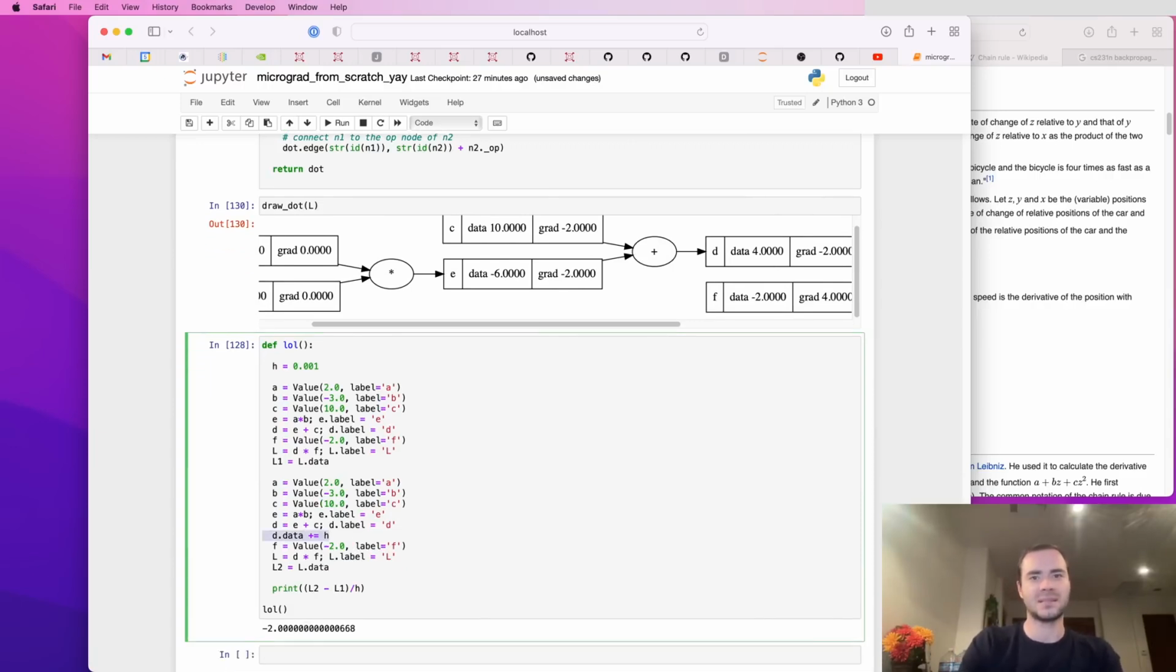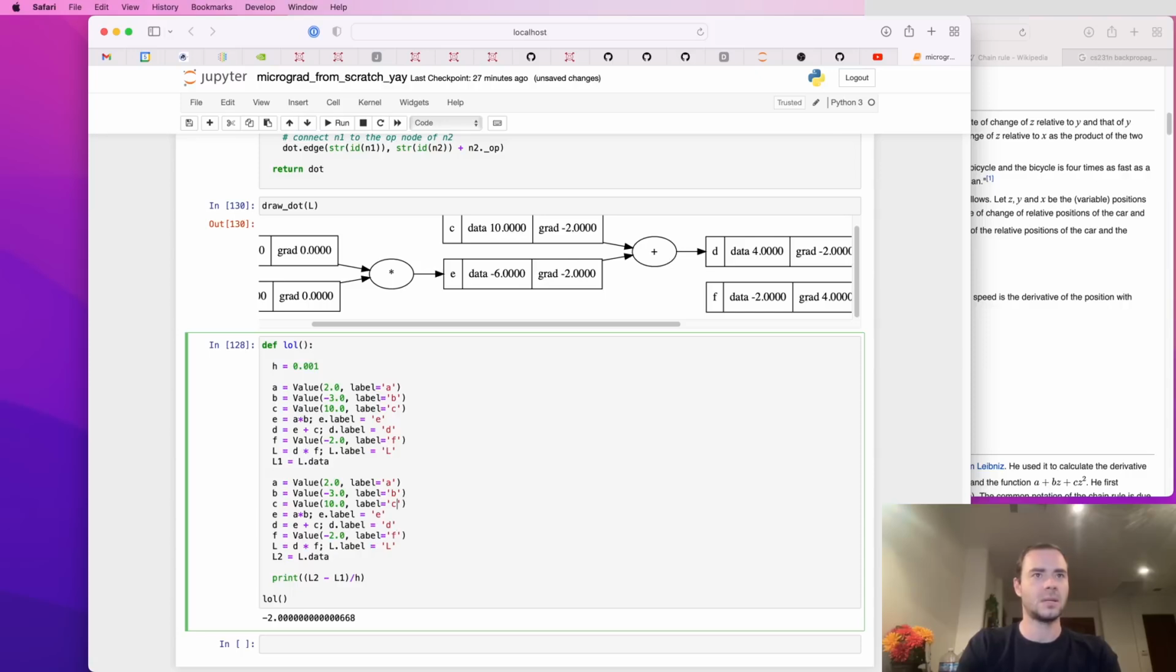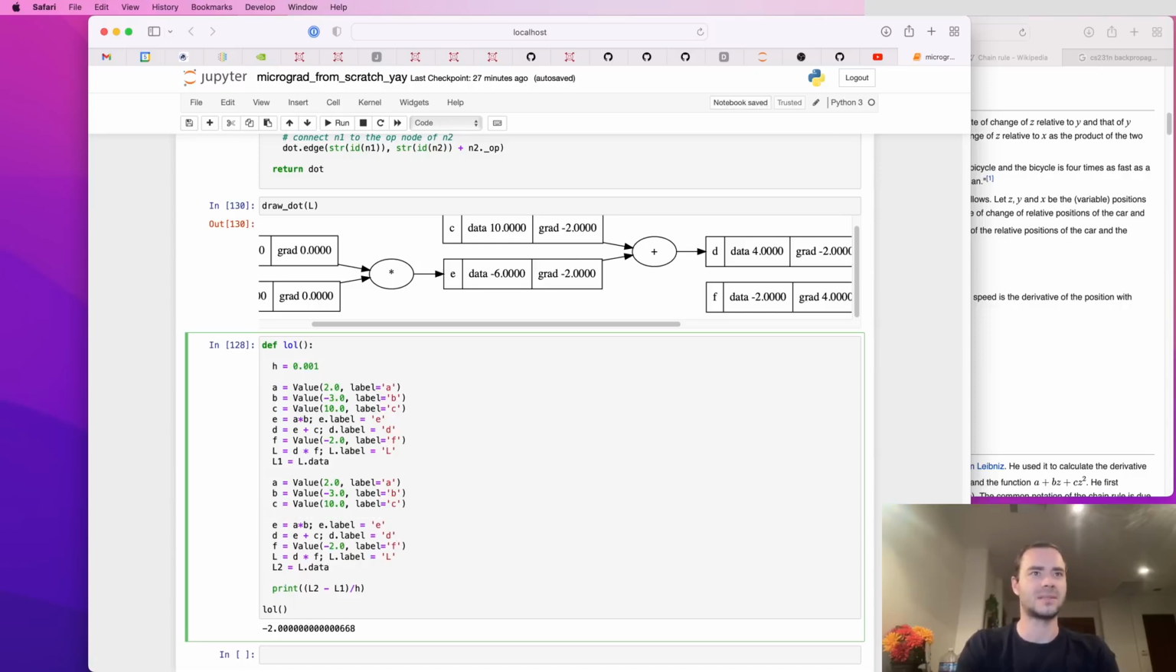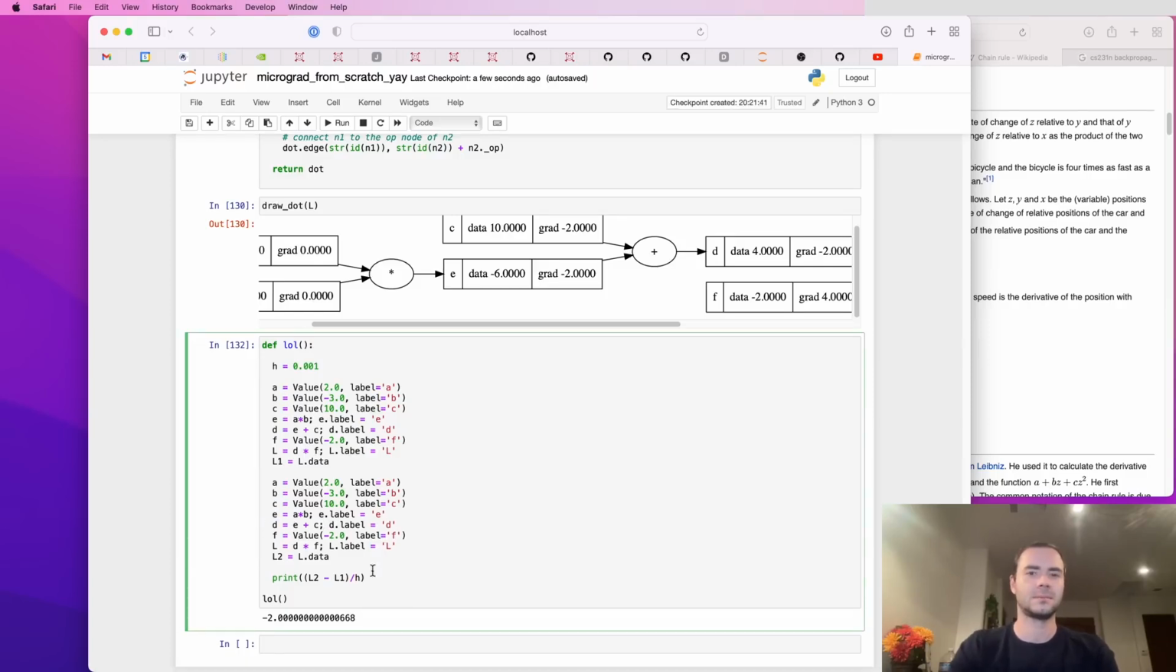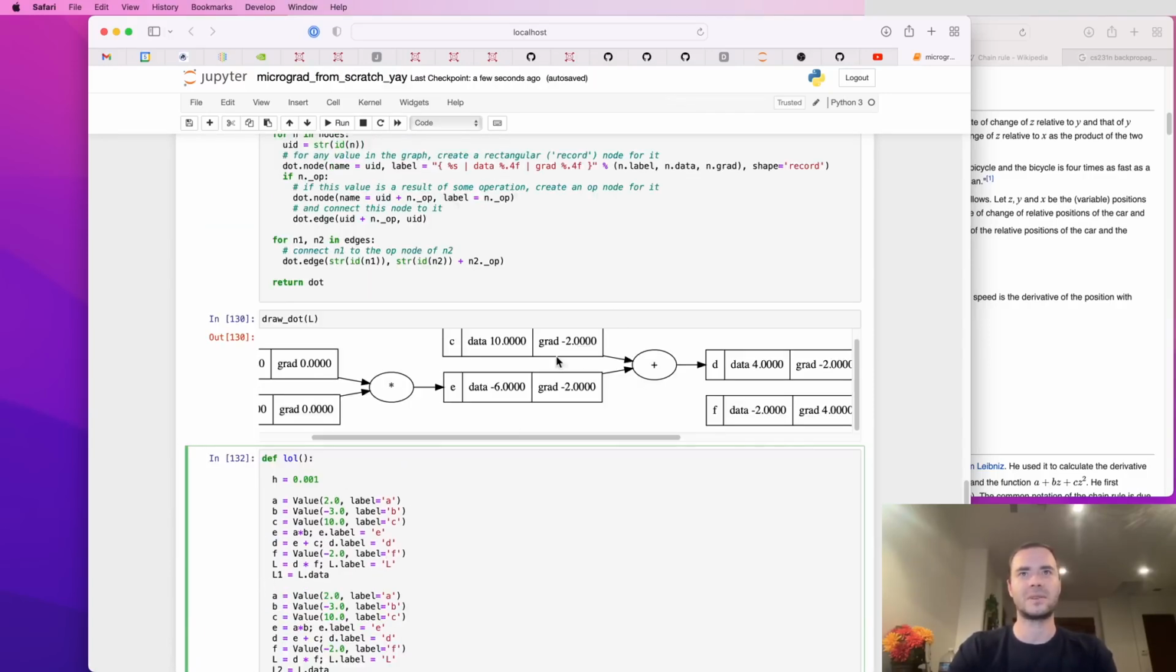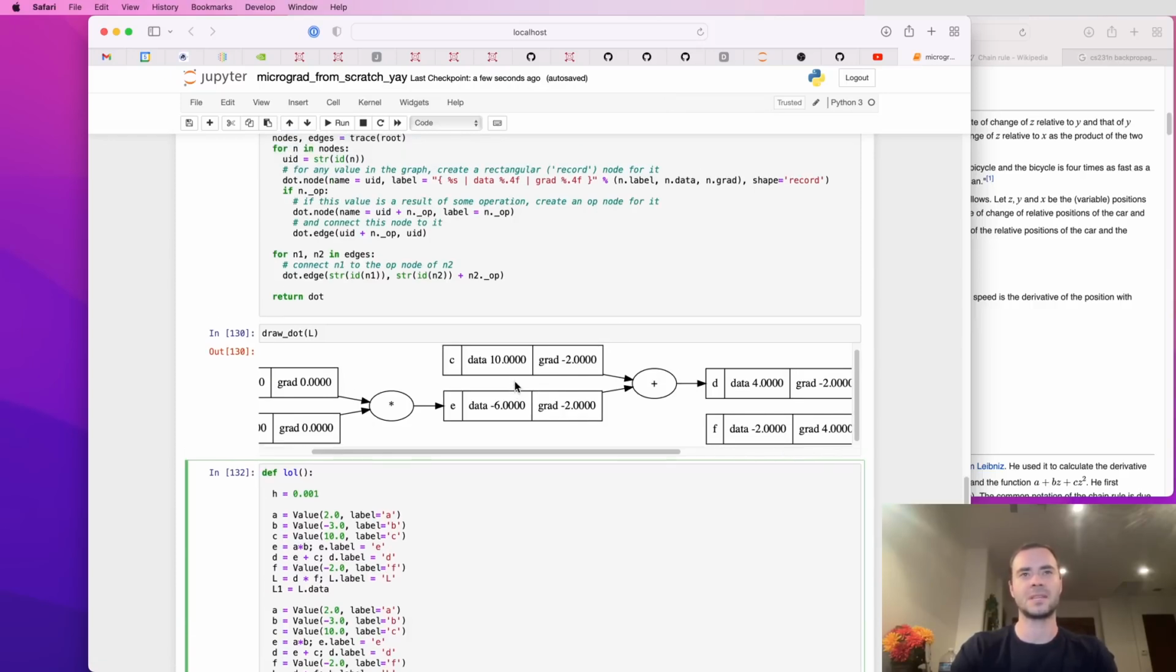So let me remove the plus h here from before. And now instead what we want to do is increment c. So c dot data will be incremented by h. And when I run this, we expect to see negative 2. And then of course for e, e dot data plus equals h, and we expect to see negative 2. Simple. So those are the derivatives of these internal nodes.